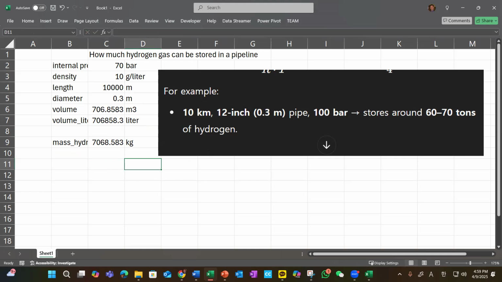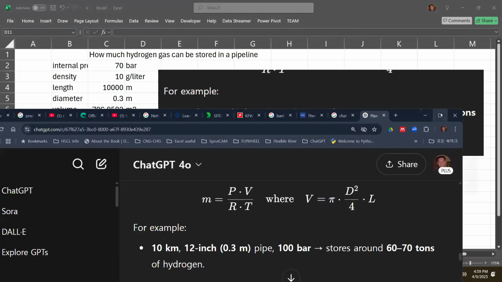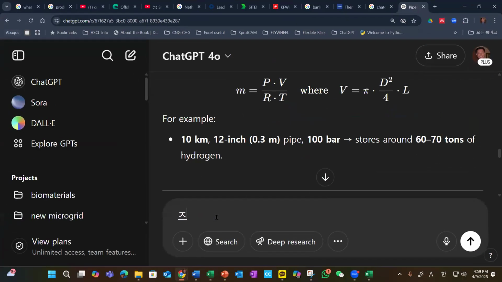Well, 12 inch. 101. Okay. Let me double check the, what is the density of hydrogen gas at room temperature and under 100.